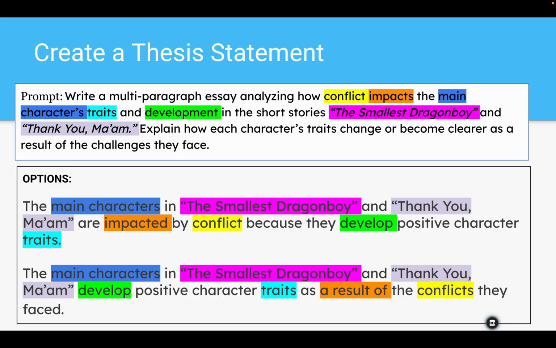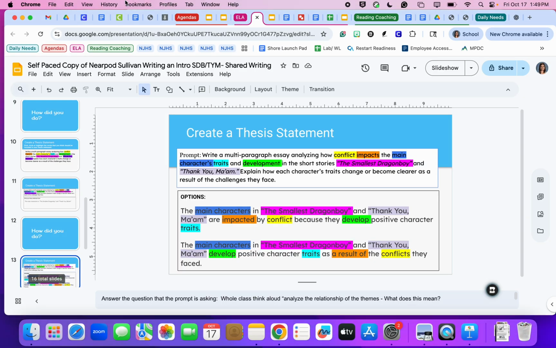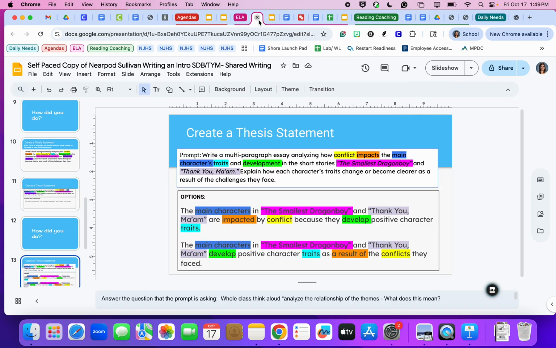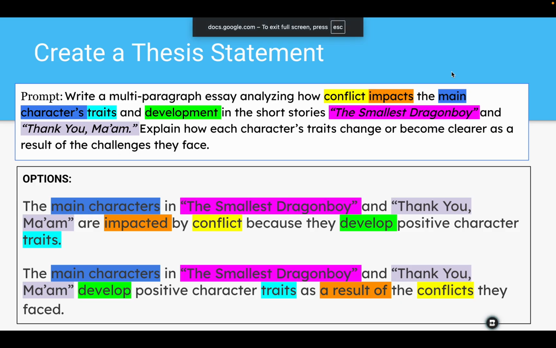So I have two options of thesis statements, and there's more than just these options. I want you to check them out, pause the video and read both of them, and see if yours was close to one of mine. And if it was, you can use your own and put it in the thesis statement box at the bottom, or you can use one of mine. So pause the video and decide what you want to write for your thesis statement in your graphic organizer. Once you're done, unpause the video.